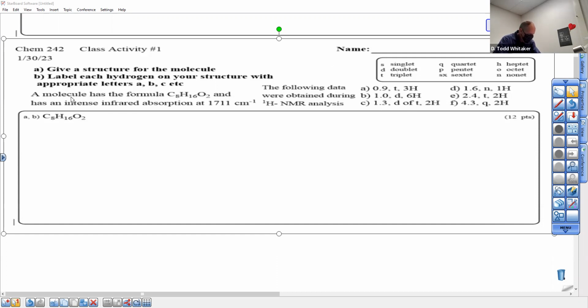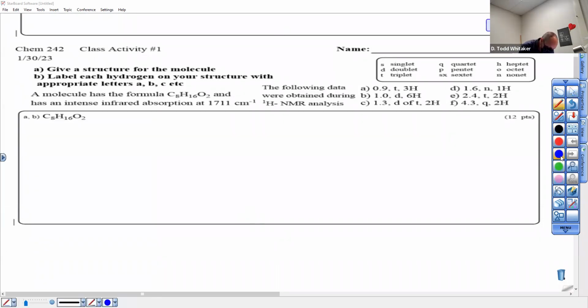What else do we got? We have some infrared information. A molecule has this formula and an intense infrared absorption at 1711 reciprocal centimeters. Wow, that's fancy talk. And it means has carbonyl. Useful information right there. We got useful information there.